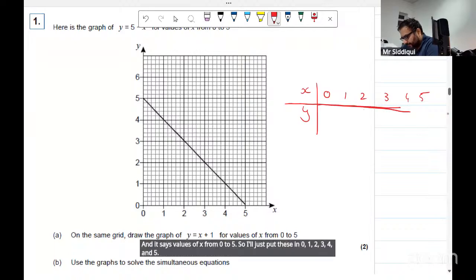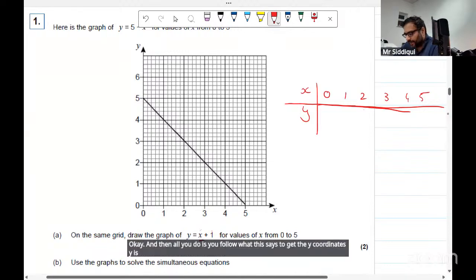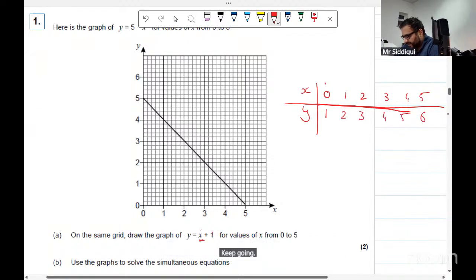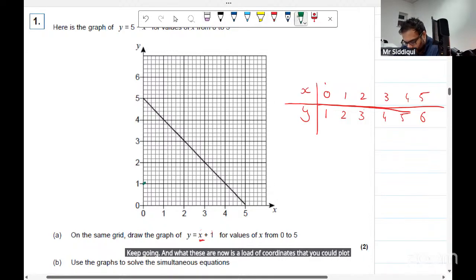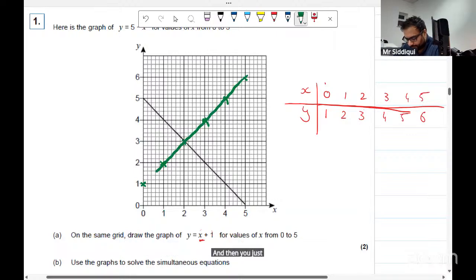Okay. And then all you do is you follow what this says to get the y coordinates. Y is x, add 1. So you take the x and you add 1 to it, take the x and add 1 to it, and keep going. And what these are now is a load of coordinates that you can plot. So 0, 1 is about there. 1, 2 is there. Yeah, you get the gist of it. And then you just draw a line through those and you have done the question.